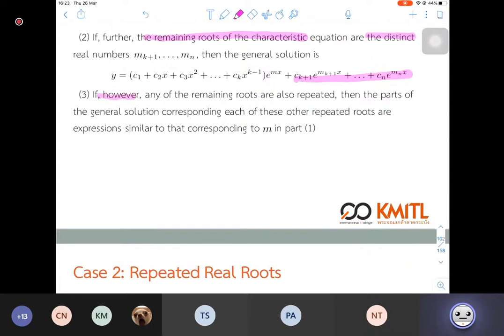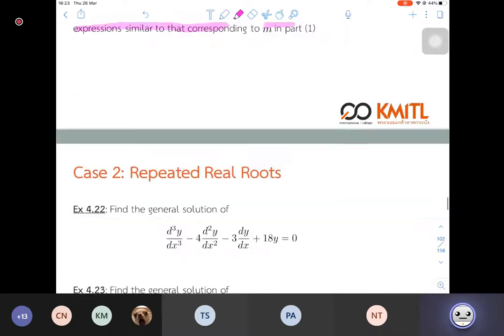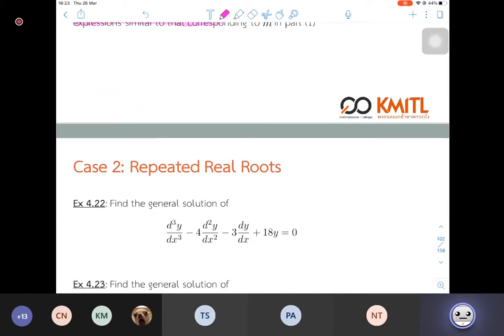If, however, any of the remaining roots are repeated, then for each of those repeated roots the general solution is built as we have done before. So in conclusion, if you have roots that consist of distinct and repeated ones, your general solution would be: this thing is going to be C2 e to the power of m2x, and so on.